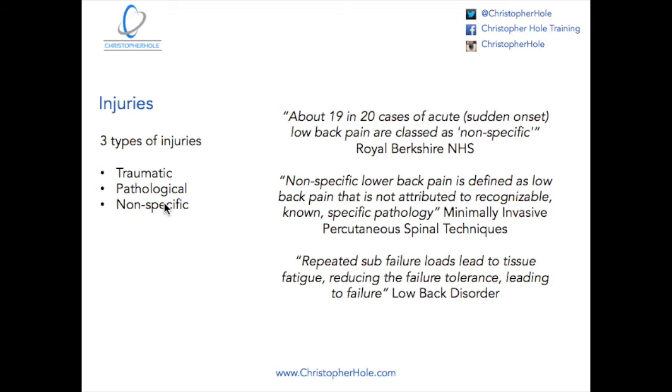There are certain markers that we can test and understand, but it's not anything that's very simply defined as per the other two. So one way of understanding what causes non-specific low back pain is repeated subfailure loads lead to tissue fatigue, reducing the failure tolerance, leading to failure. So non-specific injury or low back pain can be broadened out because they do understand in Achilles tendon ruptures that there are micro tears within the tendon, and then all of a sudden the traumatic injury that causes a lot of pain happens.